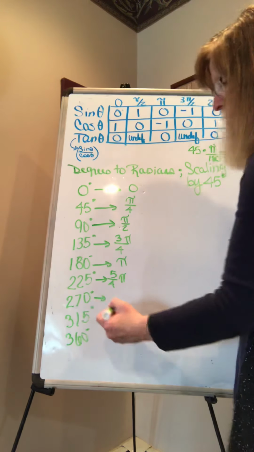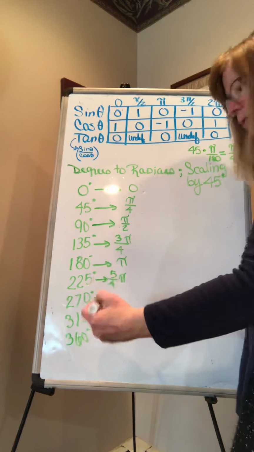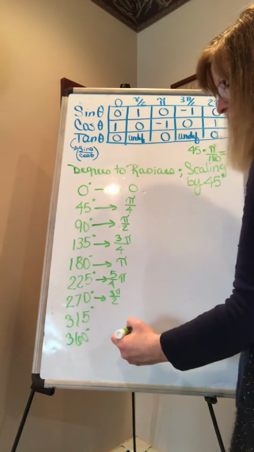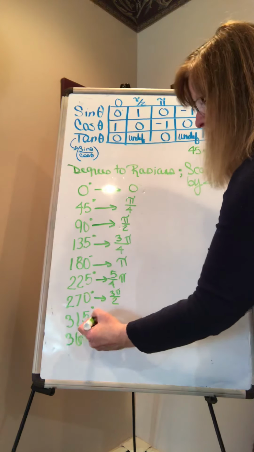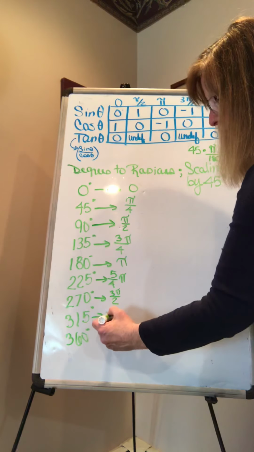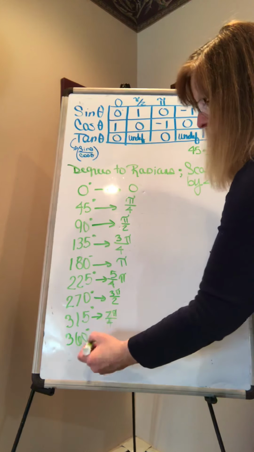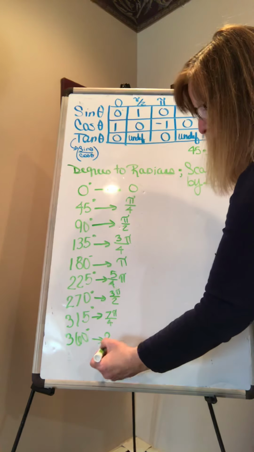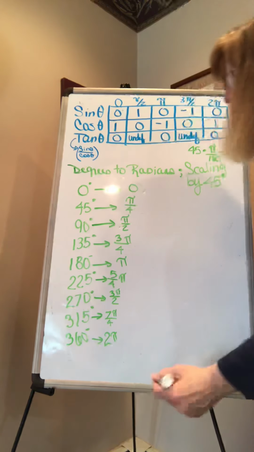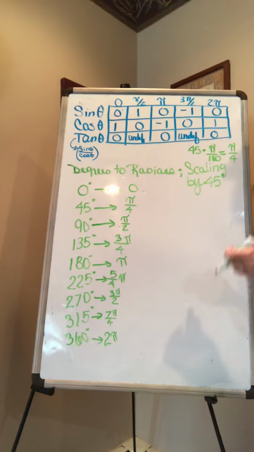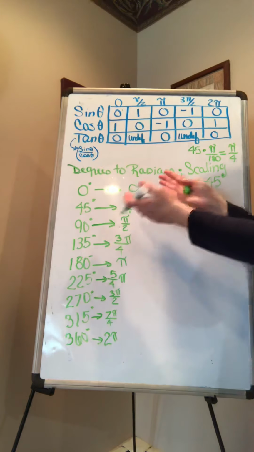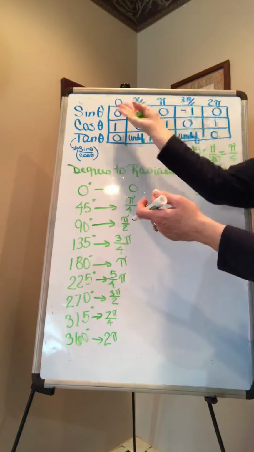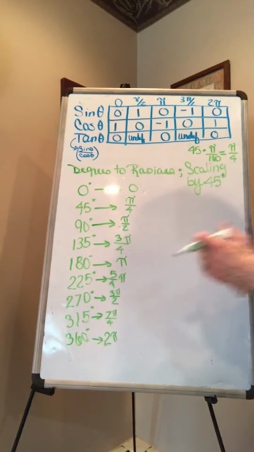270, this would be 6 quarters, but 6 quarters reduces to 3 pi over 2. And then we get 7 quarters pi, and then we'd have 8 quarters. Well, 8 quarters is 2 pi. So they all work, like you would reduce. But if you were going to try to make your graph a little more precise and you didn't think you had enough points here, you can count by 45.